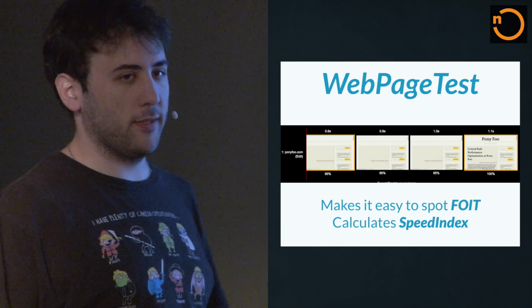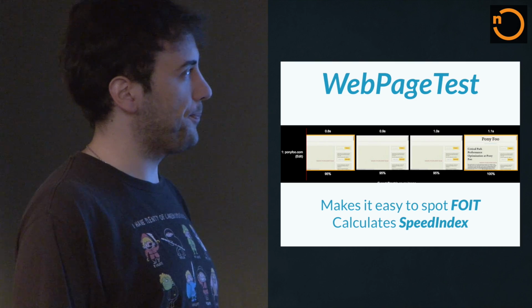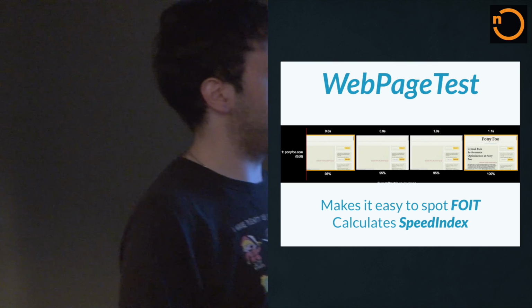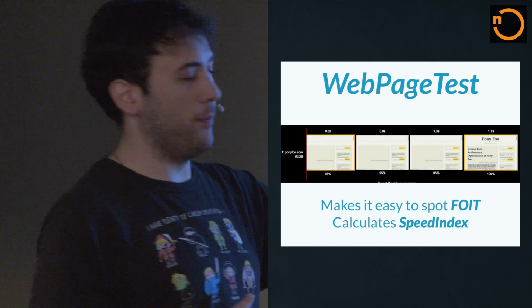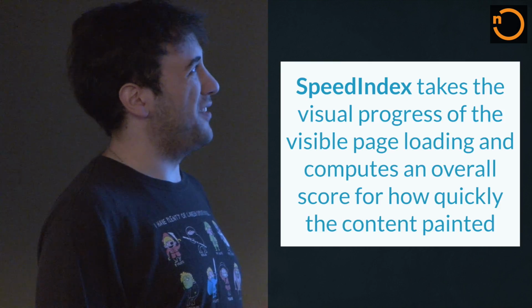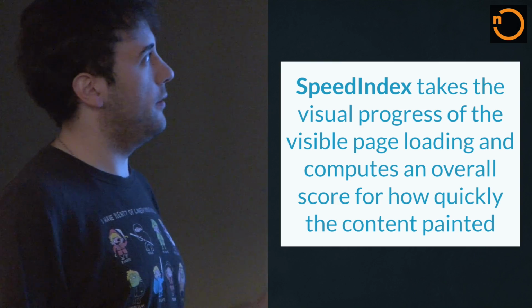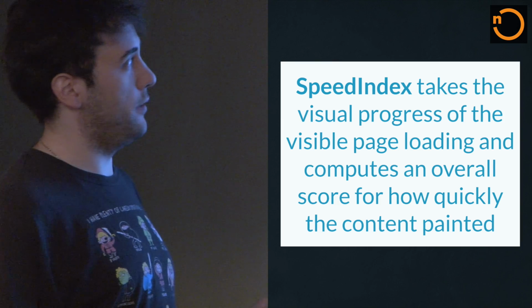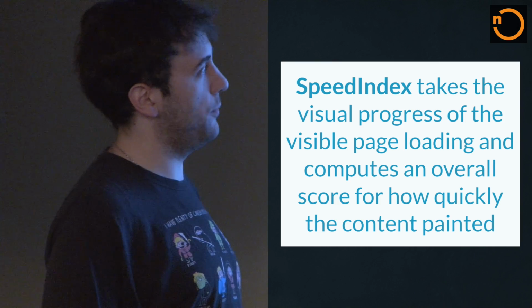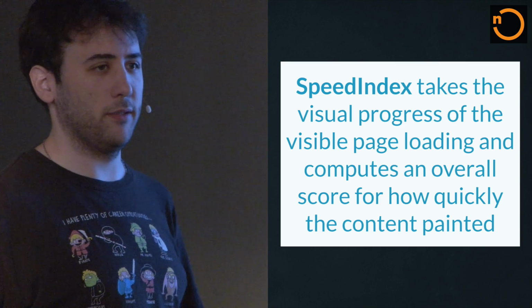And it calculates something that's called the speed index. That's basically a number that tells you how much of the page has loaded over time. And it's defined very complicatedly, but it's that. It takes the visual progress of the visible page loading and computes an overall score for how quickly the content is being painted.